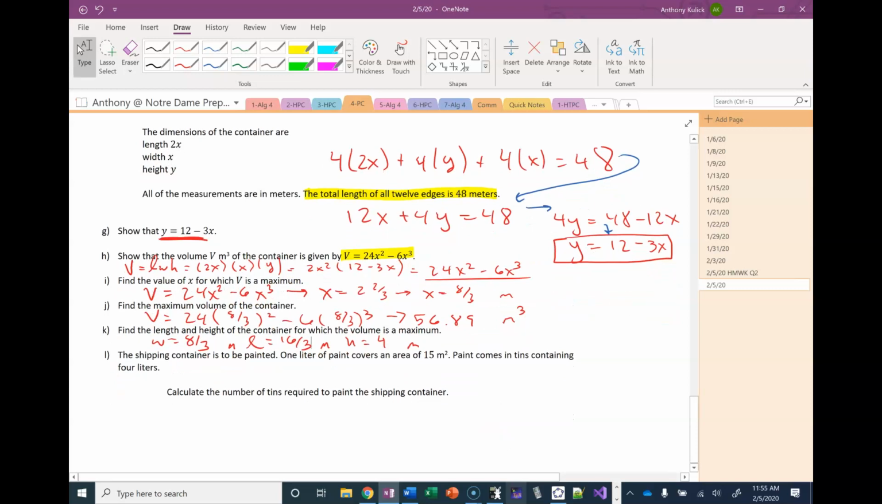Part L says the container is to be painted. 1 liter of paint covers 15 meters squared. And paints come in tins containing 4 liters. Okay. Calculate the number of tins required to paint the container. So I need the surface area. So that's just going to be 2 times length times width, plus width times height, plus length times height, I think is the formula there.